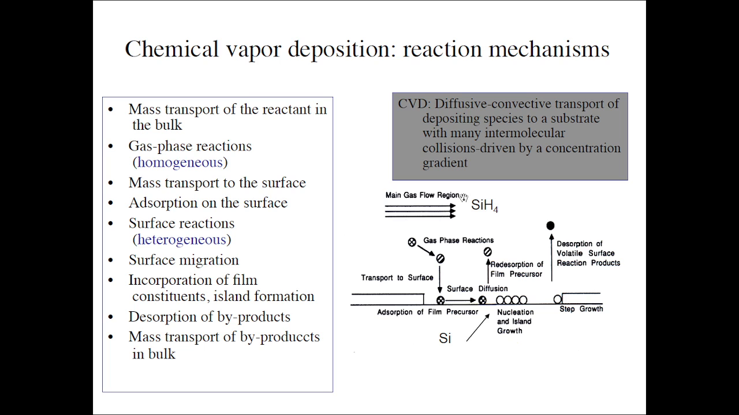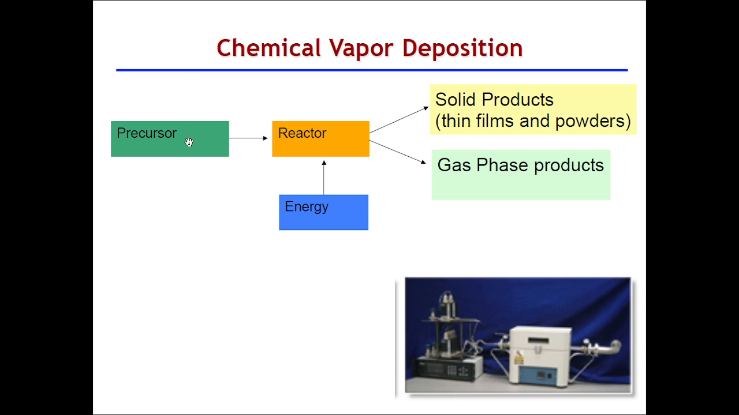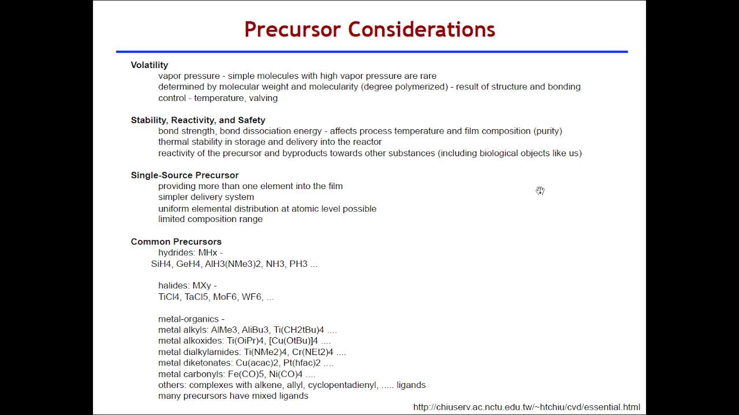Okay, so this is a diffusive convective transport of depositing species to a substrate with many intermolecular collisions, driven by the concentration gradient of different atoms. Here we take silicon hydride forming in the main gas flow region. Initially we have a precursor as silicon, and by using chemical vapor deposition we get silicon hydride. We have a precursor and a reactor which gives energy, giving rise to a solid product and gas phase products.